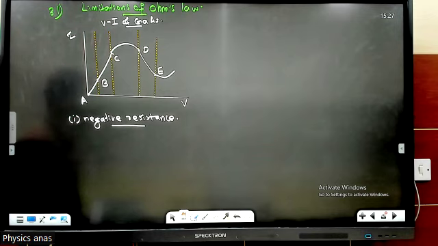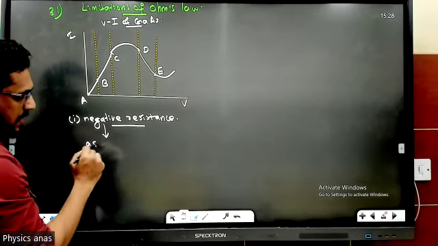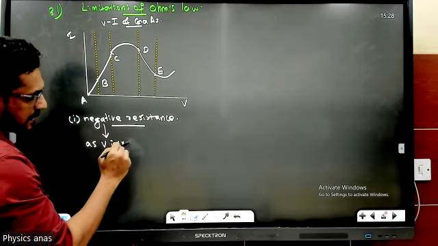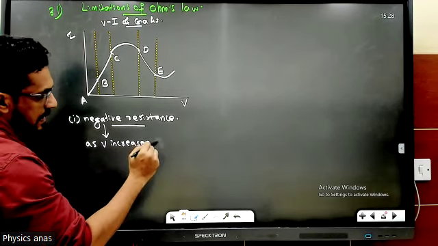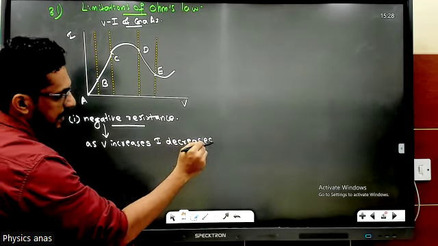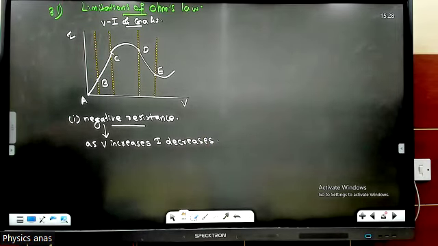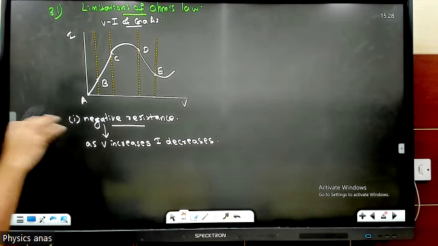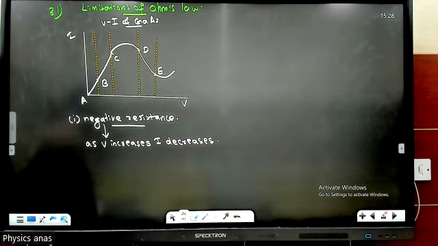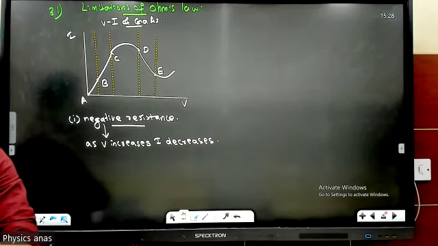What is negative resistance? As voltage increases, current decreases. That is negative resistance. Right? Then tell me which region represents negative resistance? Anyone? Joseph, Jumana, Siddha. Which region represents negative resistance?